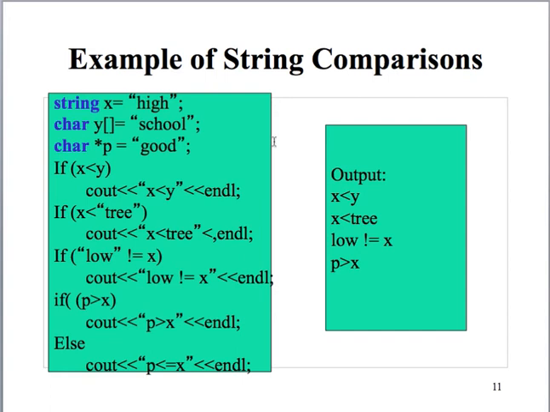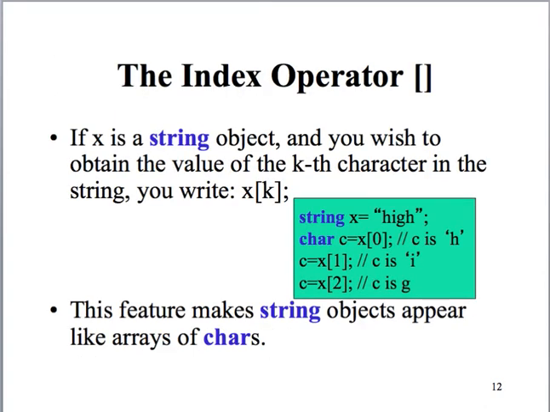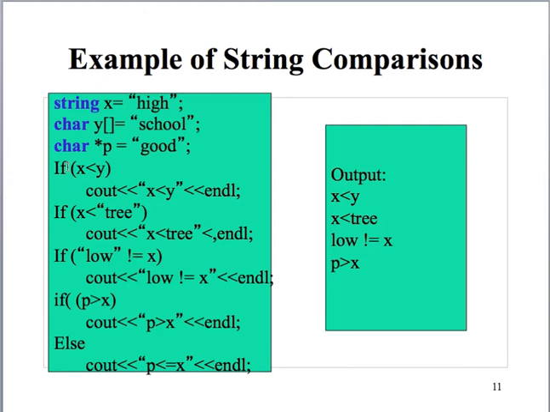And let's take a look at an example of that. So here again is our string x, which is hi, another string but in the C style, which has school, and then another string in the C style with pointers, which has the word good. And then this says if x is less than y, so is hi less than school, which it would be because the h is earlier in the alphabet than s. Oops, so I got way ahead. There we go.